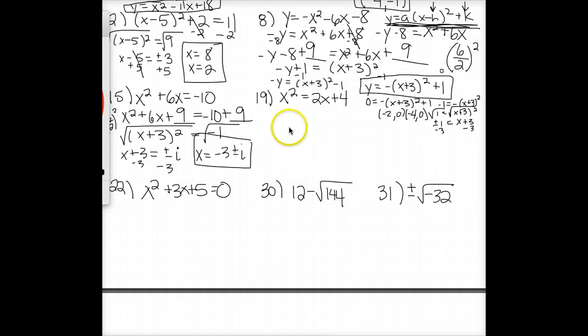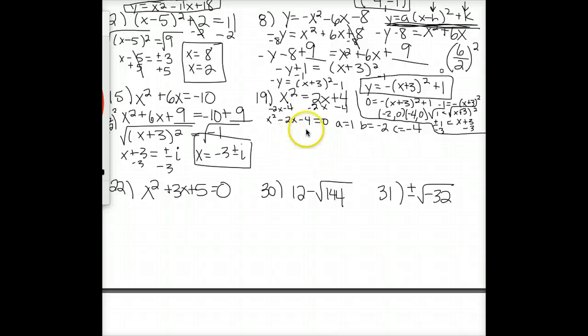All right, number 19, moving on to our last method, was solving by the quadratic formula. So in order to use the quadratic formula, it has to be equal to 0. So I need to subtract the 2x and subtract the 4. So I get x squared minus 2x minus 4 equals 0. Next, once it's in standard form, I identify a, b, and c. In this case, a is 1, b is -2, and c is -4. Kind of separate out that problem.